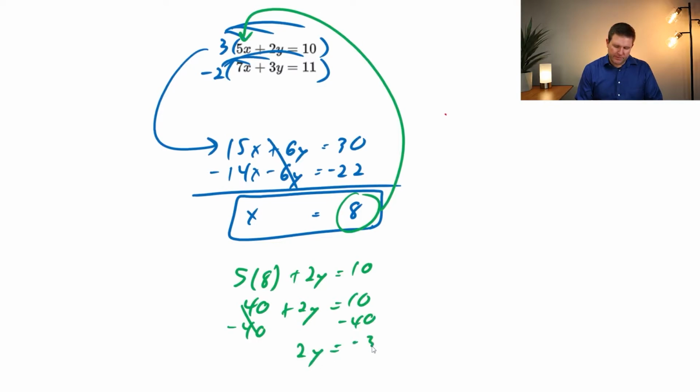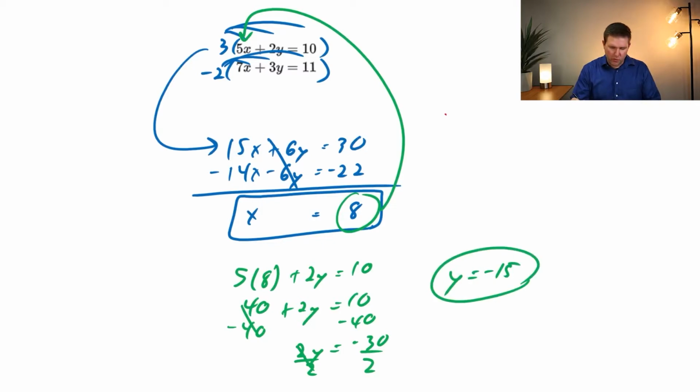2y equals negative 30. Divide by 2. y equals negative 15. Now, if you write that as a point, it'll look like this. (x, y), I'll just go ahead and write that in the order here. (x, y) is (8, -15).